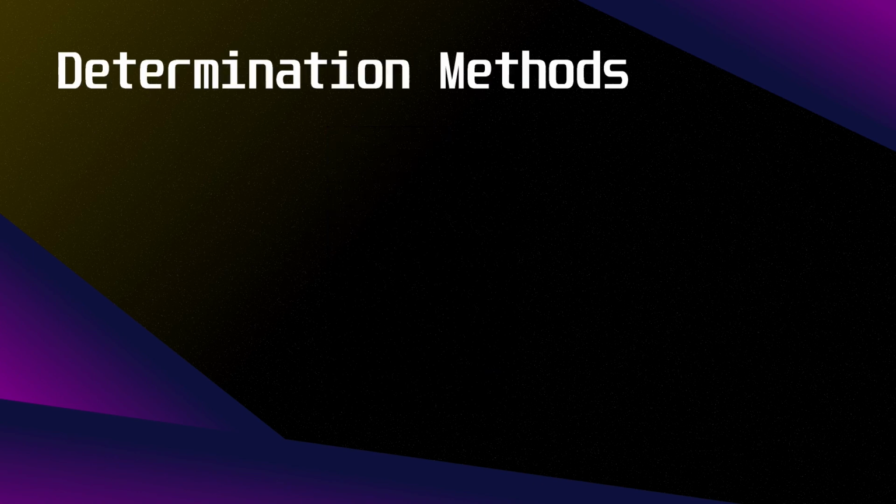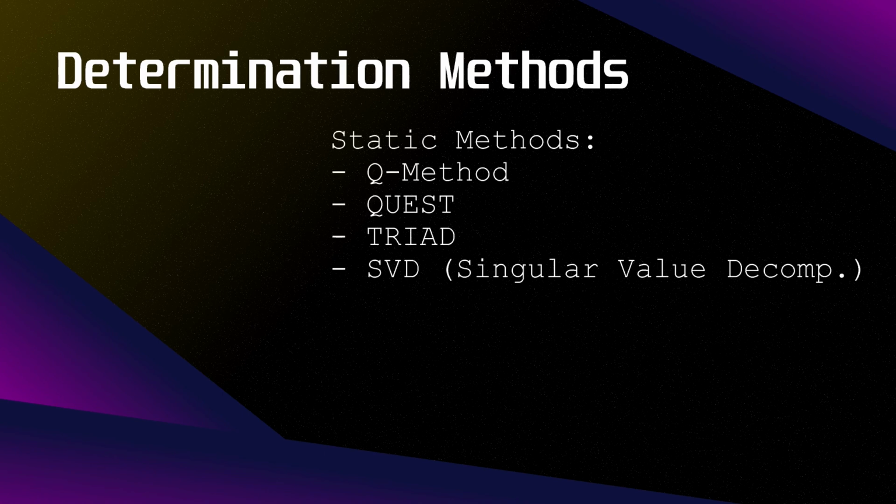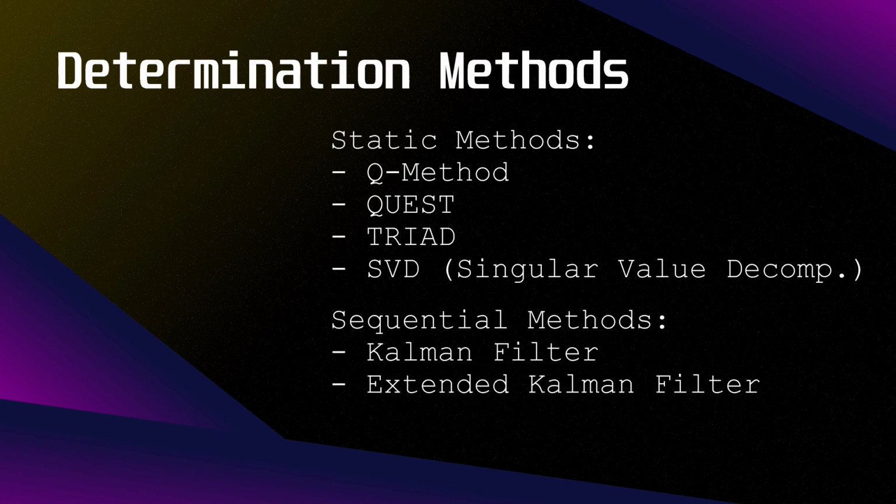For this, we can use multiple methods with different advantages and disadvantages. For one, we have static methods, which do not use all data. For example, the Q method, QUEST, TRIAD, or SVD, which stands for singular value decomposition. Then there are sequential methods, which do use old data, like the Kalman filter or the extended Kalman filter, which is usually used. These use data from previous iterations to calculate a more accurate attitude estimation. For time reasons, I will only go over the simplest method here, the TRIAD method.